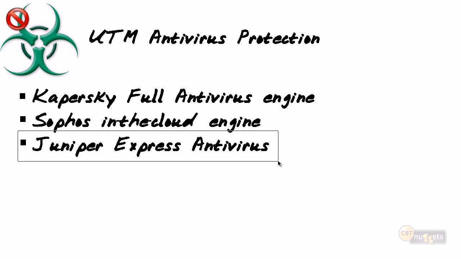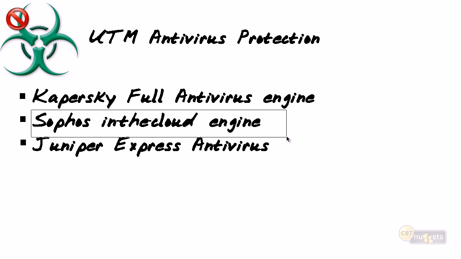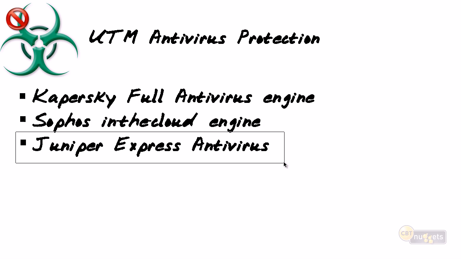Now, it is a full antivirus feature, and it does look at granular application layer traffic against a signature database. However, unlike the full antivirus version that you get from Kaspersky or the Sophos Cloud solution, it's not going to reconstruct the original application content. So it basically just sends streams of data packets to the scan engine. So let's talk about some of the more granularities here with Juniper Express Antivirus. And then, of course, we'll look at some of the configuration options.